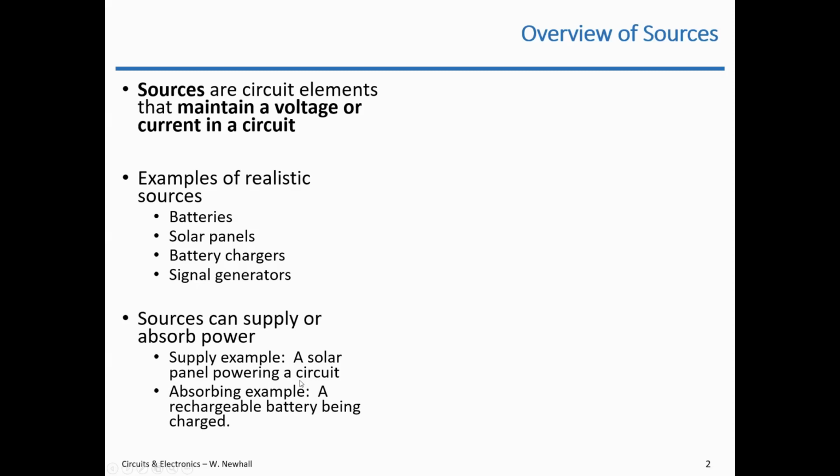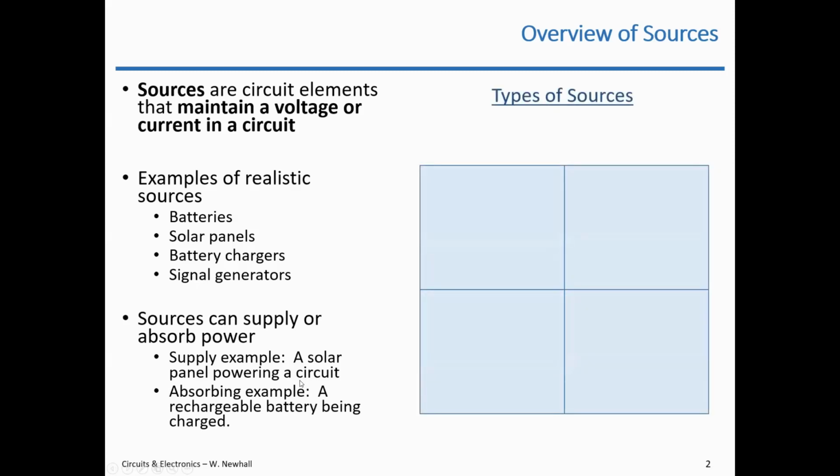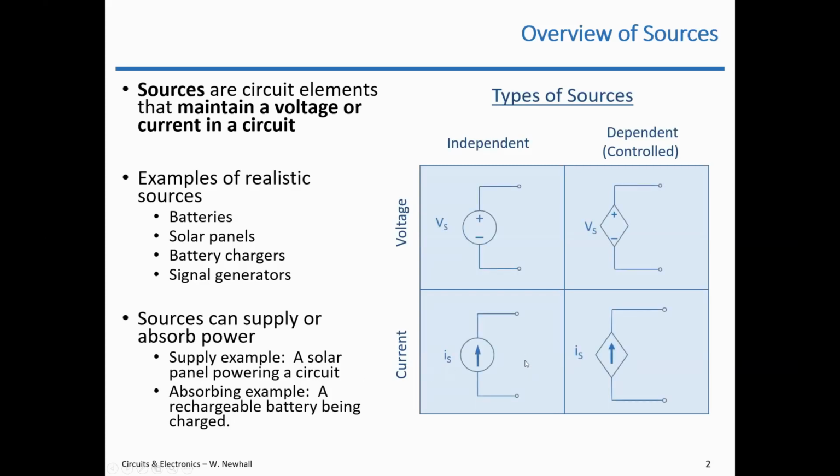We're going to divide these sources into different types. There are sources that can provide voltage and sources that can provide current. And then there are also independent sources and dependent sources. Another way to say dependent is controlled, so that source is controlled by something else. We're going to have a schematic symbol for each one of these. For example, an independent voltage source will have this symbol.